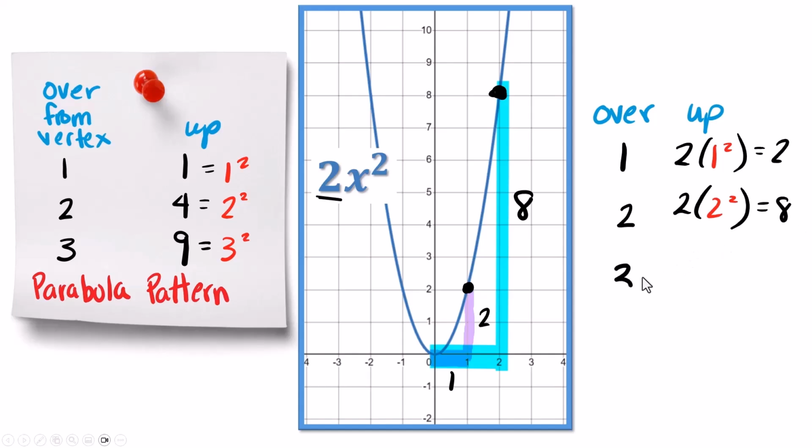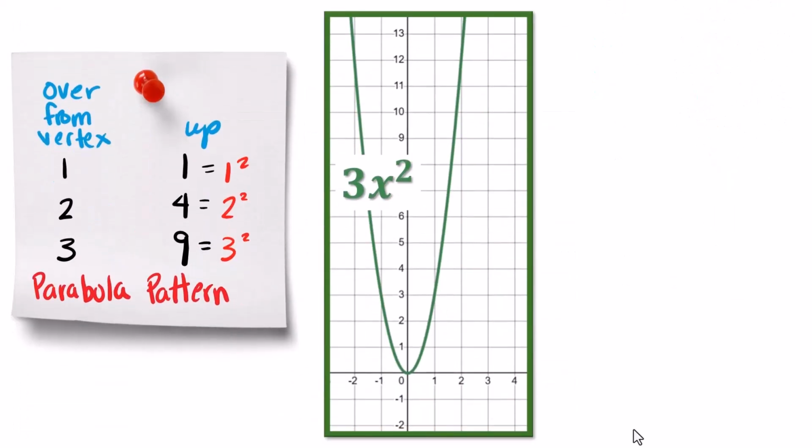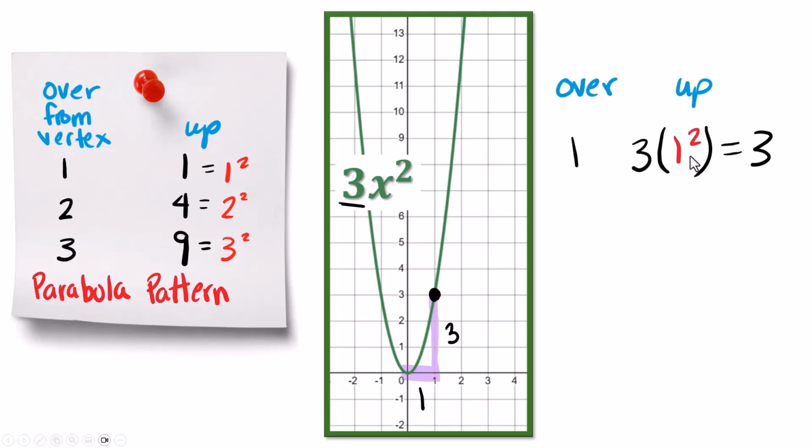And if we were going to go up 3, which we're not because I'd be going way off your screen, it would be 2 times 3 squared, and we'd have to go up 18. Let's try it with 3x squared. What is that 3 going to do to my parabola pattern? I'm going to go over and up. I go over 1. I have to go up 3 units. 3 is the same thing as 3 times 1 squared.